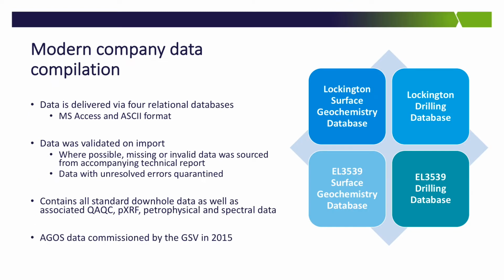So the data is delivered in 4 relational databases, both in MS Access and ASCII format. We elected to keep the data for the Lockington tenements separate to the data for EL3539, and there were several reasons for this, but the main one was that the licences had been worked by different operators, and so naturally you get differences in the types of information being collected. And so the simplest and cleanest way for us to deliver the data was in separate data sets.